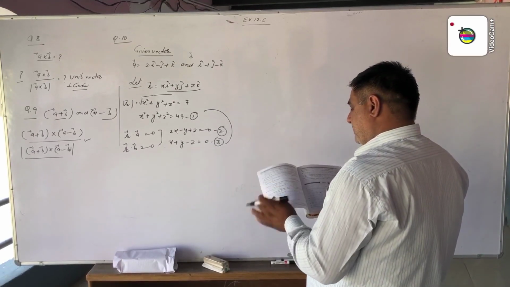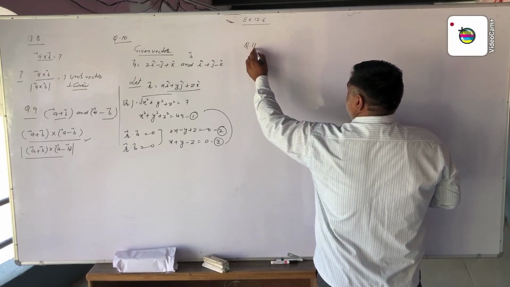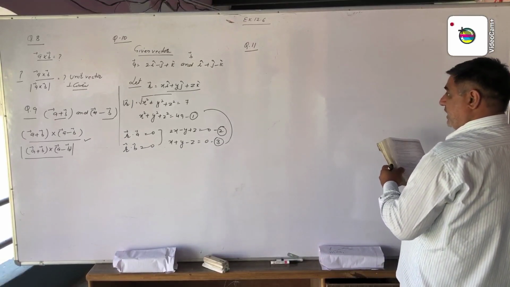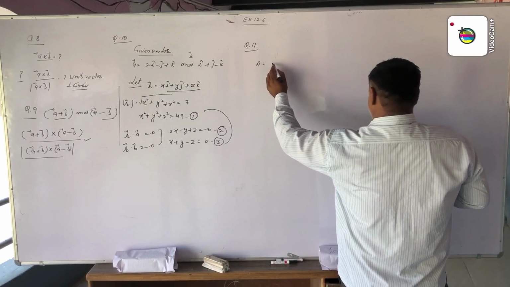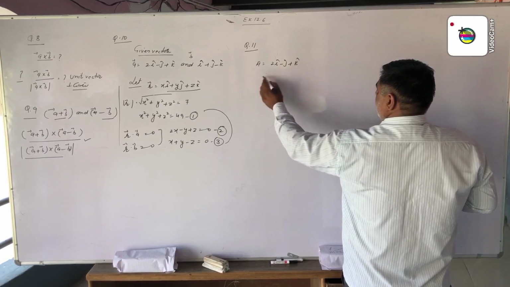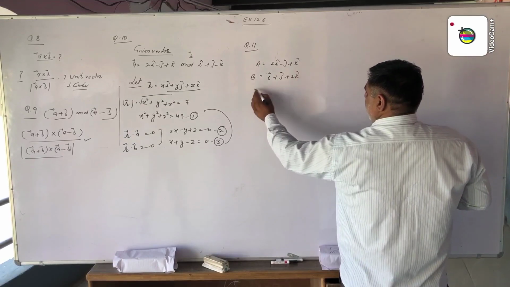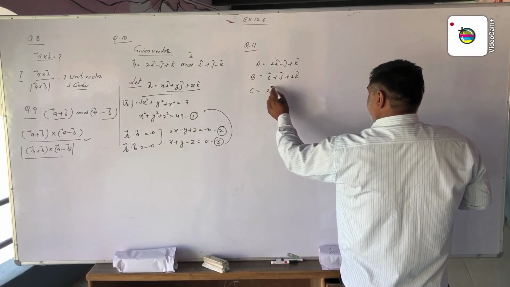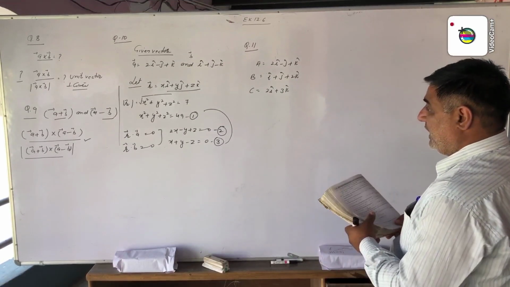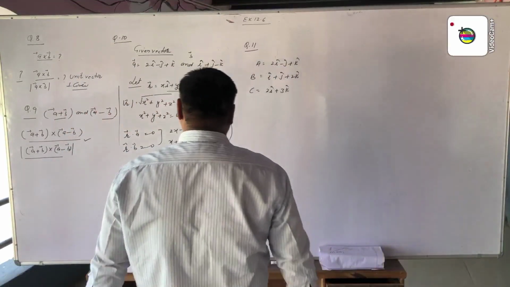Next is question number 11. Find a unit vector perpendicular to the plane ABC, whose position vectors are given by A equal to 2i minus j plus k, B is i plus j plus 2k, and C is 2i plus 3k. Now we have to find a unit vector perpendicular to this plane. These are the topics of a unit vector perpendicular to the given plane.